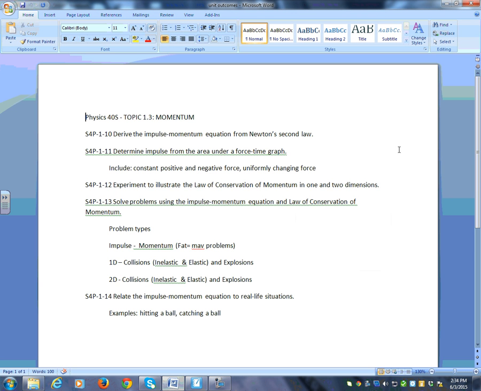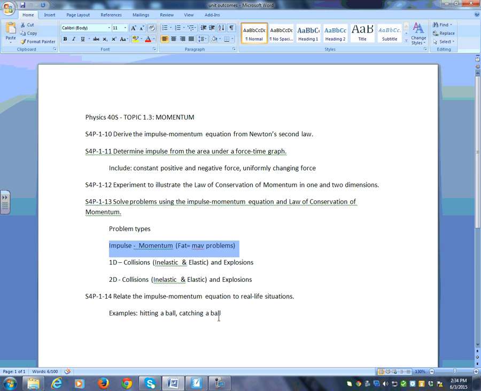Let's go back to the outcomes here and see what we've covered already. Have I derived the impulse momentum equation from Newton's second law? Did that yesterday. Have we determined impulse from the area under a force versus time graph? No, we did not. We haven't experimented. Have we solved problems using the impulse momentum equation? Yeah, you did that yesterday. We did F t equals m delta v problems, right? So you've done those ones, not the ones below it. Have I done relating the impulse momentum equation in real-life situations?